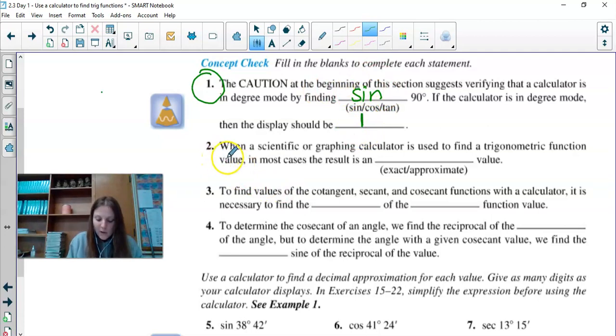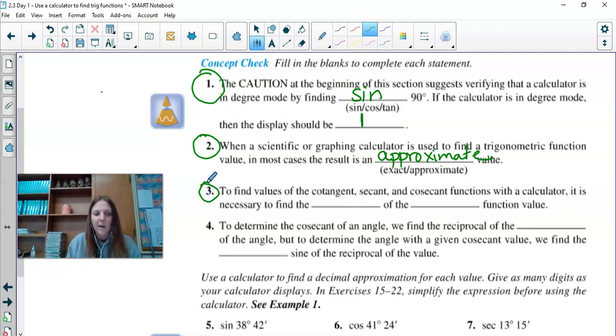Question 2, when a scientific or graphing calculator is used to find trigonometric function values, in most cases the result is an, okay, is it exact or approximate? Well, based on the answers we got in the examples, those were approximate. Remember, we rounded them. So for number 2, just write a 2 and write approximate.